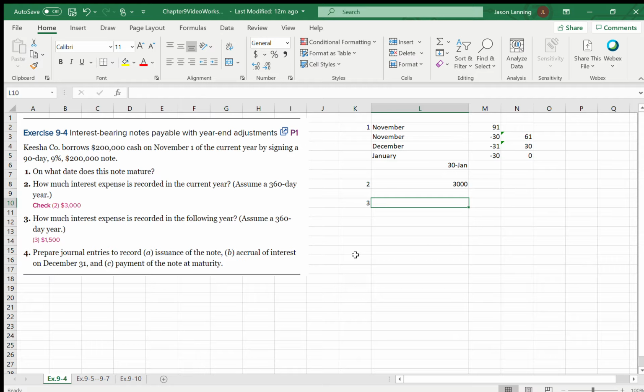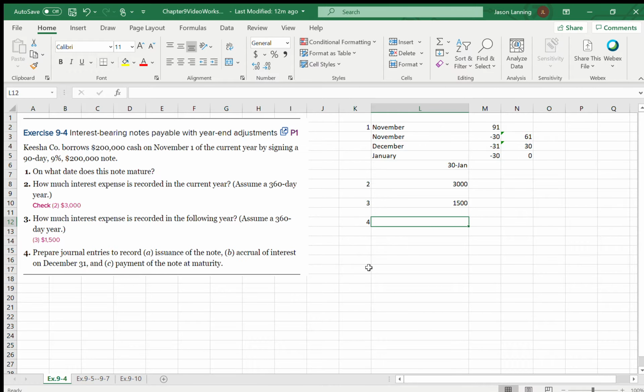Now, what's our interest expense in the following year? Well, if we think about this, how many days do we have left in the year? Well, we have 30 days left in this new period. So this would be equal to the principal of 200,000 multiplied by, again, the rate of 0.09, multiplied by, now this time we have 30 days, and we're basing this off of 360 days in the year. So we would be looking at having $1,500 interest expense for the second year.